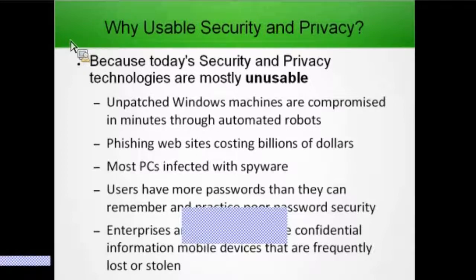So why usable security and privacy? Let me try to put it clearly. We have a lot of unusable security and privacy. That's the problem. If you take a look at today's scenario, if you were able to see Russ' introductory speech for the event, we have a number of privacy and security issues.